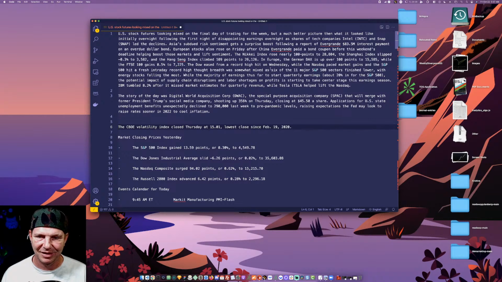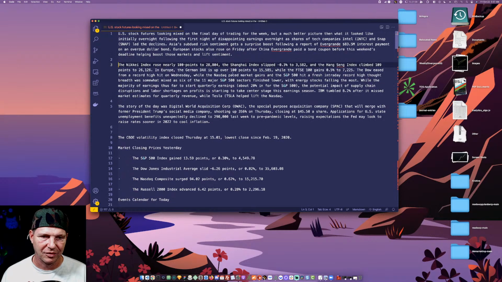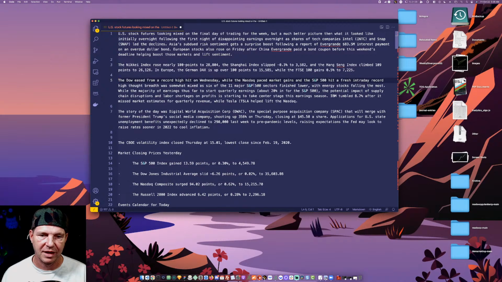So let's get into, as far as Asian markets, the Nikkei index rose nearly 100 points. Shanghai slipped. Hang Seng climbed. And in Europe, the DAX is up over 100. FTSE is up 5%. The Dow eased from a record high on Wednesday, while the Nasdaq paced market gains with the S&P hitting a fresh record high. Now, I don't know if we're going to blast through any records today on a Friday. Should be interesting.